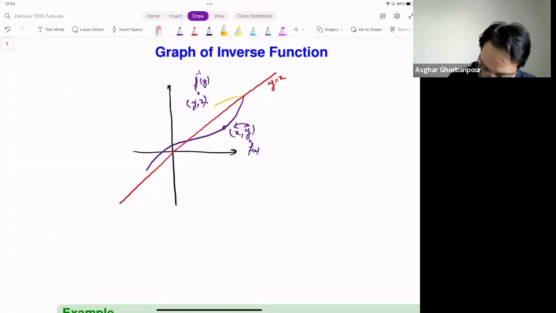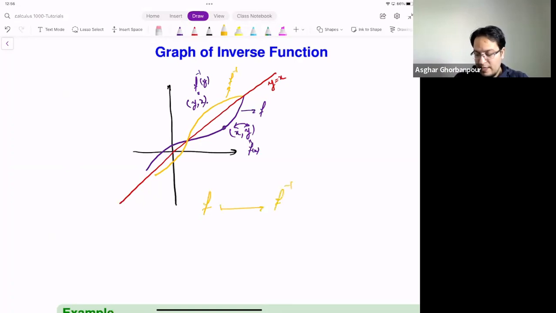So this will be something like that. If this guy here is F, this guy here is going to be the graph of F inverse. So the process going from F to F inverse is a transformation, a reflection about the line y equals x.